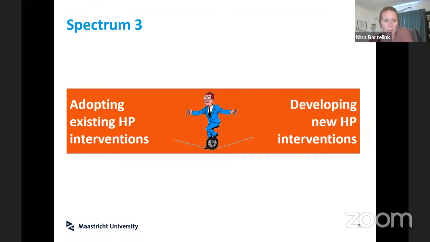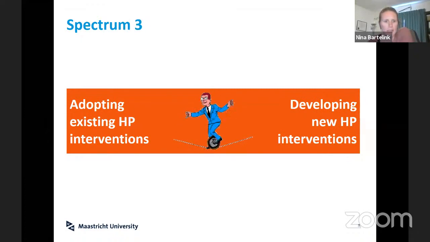The third spectrum is about the development of health promoting interventions. You can adopt existing interventions, but you can also develop totally new interventions. Of course, when you develop something new, it's more time consuming and costs more money, but you can really make a good fit with the specific context that you're working in.